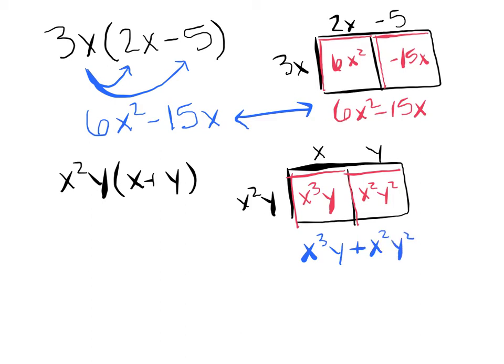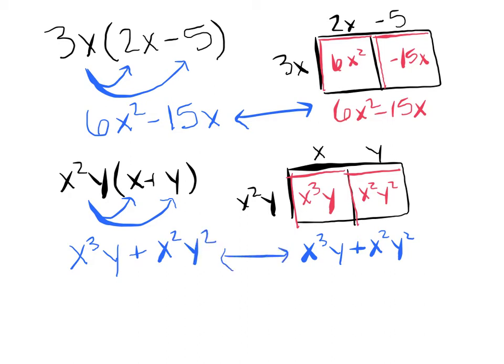Now I can't add those together any further because they are not like terms. And remember, like terms are things that have exactly the same variables and exactly the same exponents. In this case, the exponents are not exactly the same, so I cannot add them. If you wanted to do this problem without the area model, you would just distribute. x squared y times x, which is x cubed y. x squared y times y, which is x squared y squared. Got the same thing in either case.